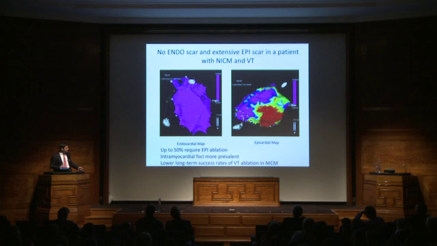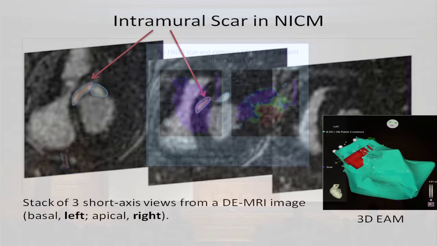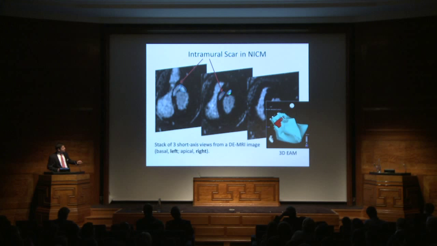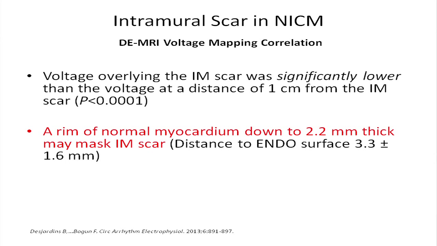Intramyocardial foci are more prevalent in this condition, and therefore there's a lower long-term success rate of VT ablation in this population. Here's a good example of an intramyocardial focus, and this is actually an ablation lesion, ineffective in controlling the arrhythmia because it didn't get to the scar. So you need to be aware of that, and if you didn't have the MRI, you wouldn't know that.